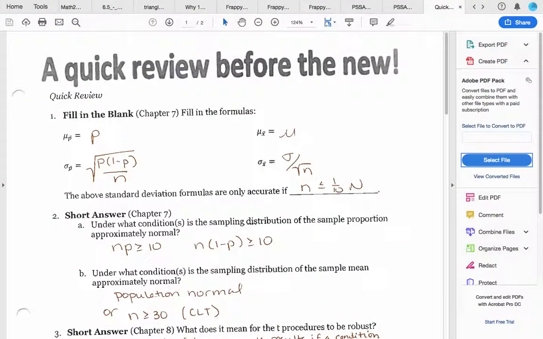Okay, so you should have done this already. So just to go over this real quickly here, the mean of p hat is equal to p, standard deviation, this formula right here. Here's your ones for the means, x bar. Remember these formulas right here are only accurate if n is less than 1/10 of N. That was what we checked for the independence check.